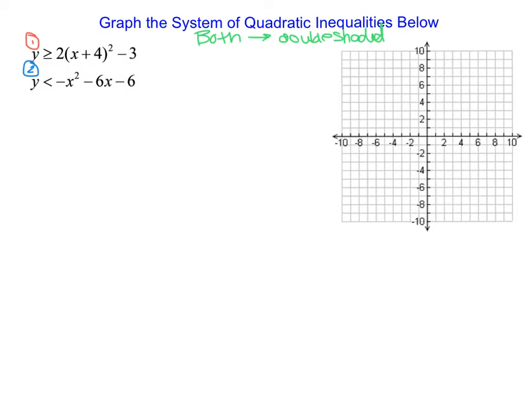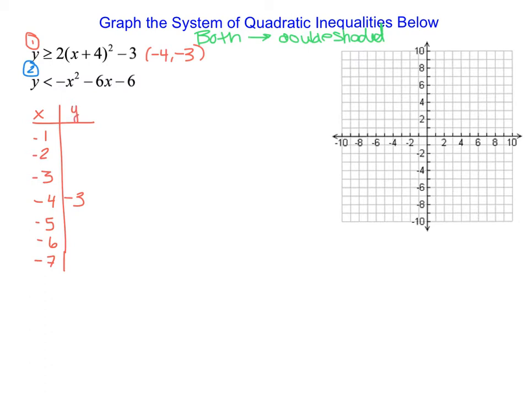So let's start with inequality number 1. And what I notice when I look at inequality number 1 is that I have something written in vertex form. So my vertex is going to be at x is negative 4, y is negative 3. So I'm going to put that into the middle of my table. And then I'm going to calculate some points around it. Now you can either calculate these by hand or use a calculator. It does not matter to me.